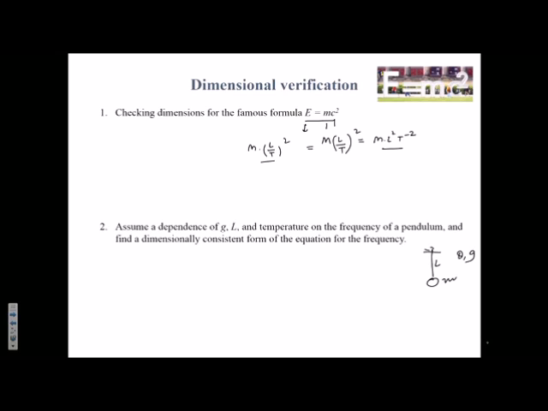And you repeat that experiment a few times to get rid of any statistical error, right? So let's say we're not doing that experiment. We have some idea that the frequency depends on the gravitational acceleration, the length, maybe even the mass, and the temperature, okay? And we're trying to find out what that dimensionally consistent form is. Now remember, we're not really solving the physics of the problem, because the dimensional verification technique will not give you the exact formula, but it will give you the general form.